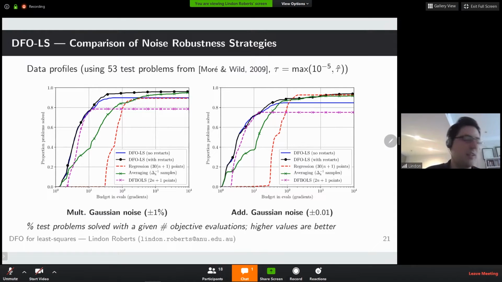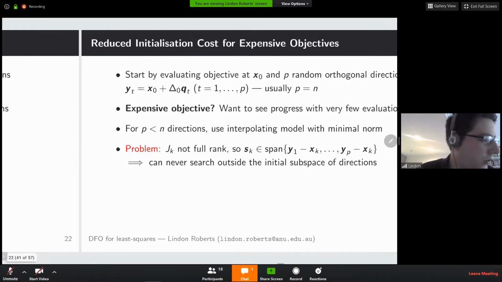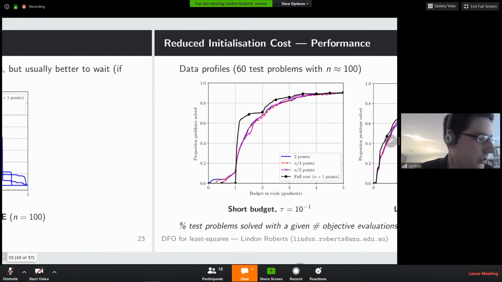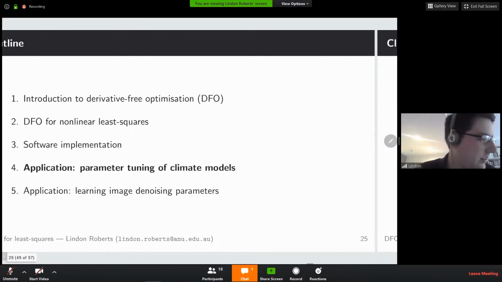So we don't have theory to back it up like you do with averaging and regression, but this seems like a very effective heuristic in practice that balances robustness with performance in the early phase of the algorithm. Okay, so I've only got a couple of minutes left, so I won't mention how we do the reduced initialization cost. You can ask me about that at the end if you want. I want to very quickly talk about some of these applications.